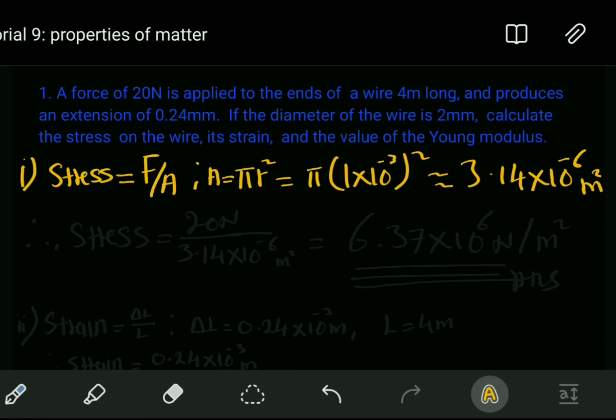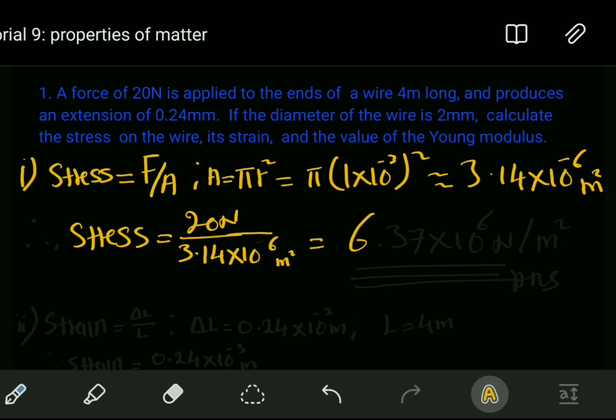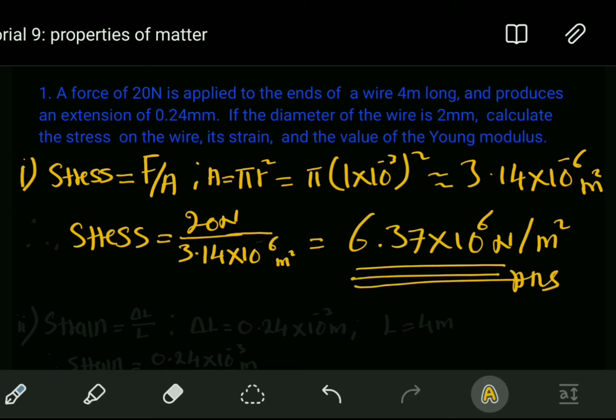Okay, so now that we know our area as well as the force being applied to the ends of this wire, we can proceed and find the value of the stress applied to this wire. Therefore we say stress equals the force, which is 20 newtons, over the area of the wire. And we get stress as 6.37 times 10 to the power 6 newtons per square meter. Okay, so that is our stress.